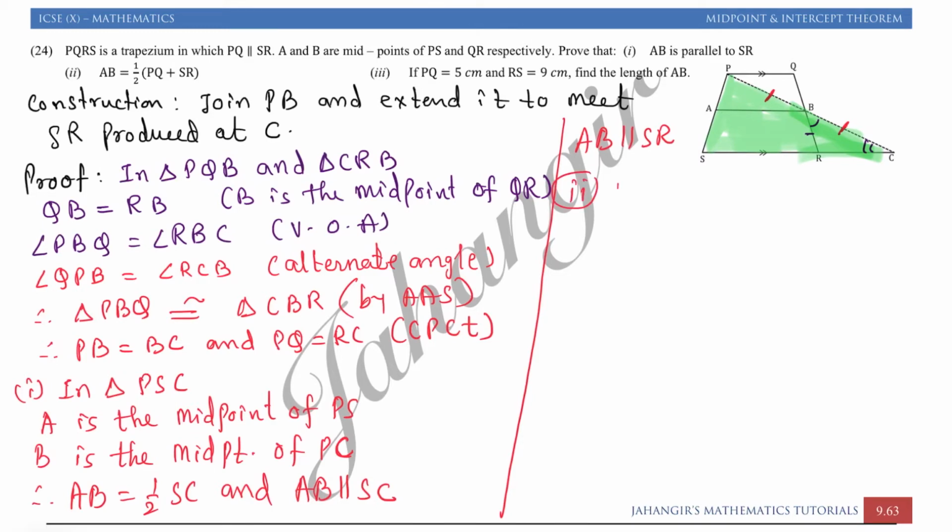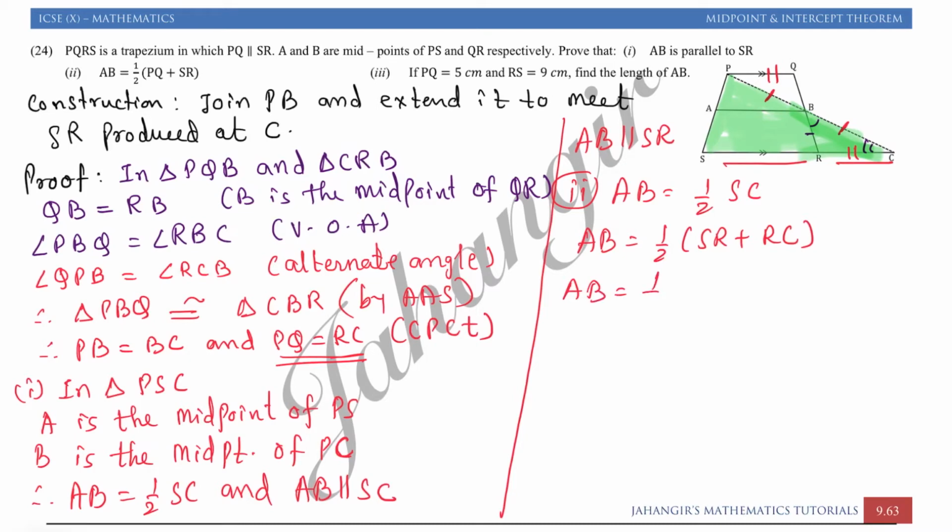Second part, I can take AB is equal to half SC. So SC can be written as SR plus RC, but RC is equal to PQ. We had already proved over here RC is equal to PQ. So therefore we can get AB is equal to half into SR plus PQ. So hence second part is also done.